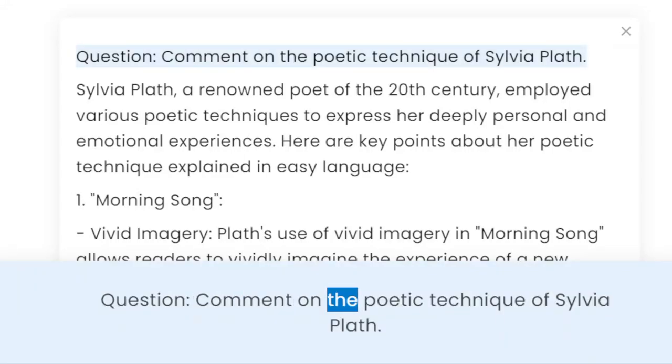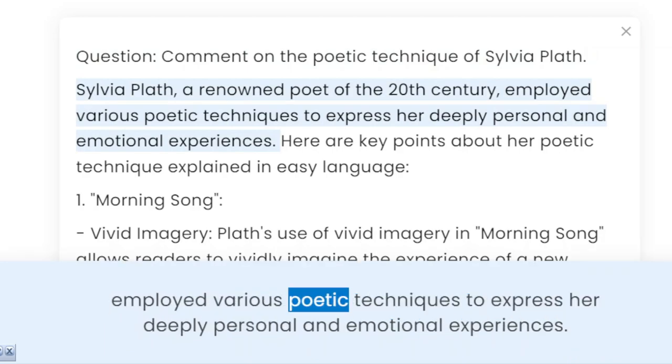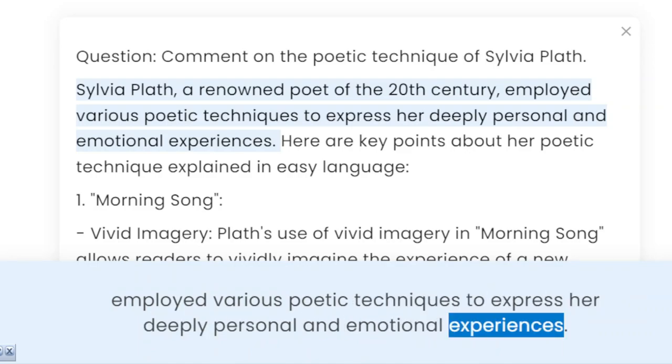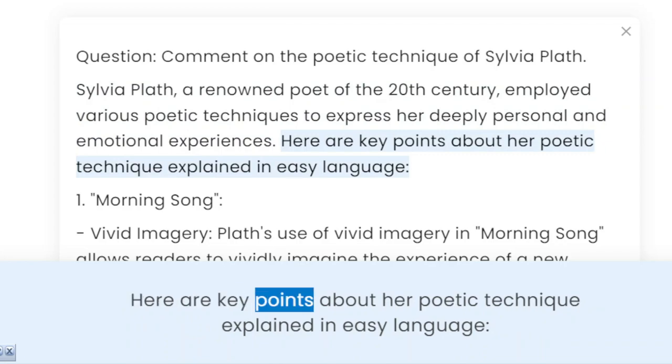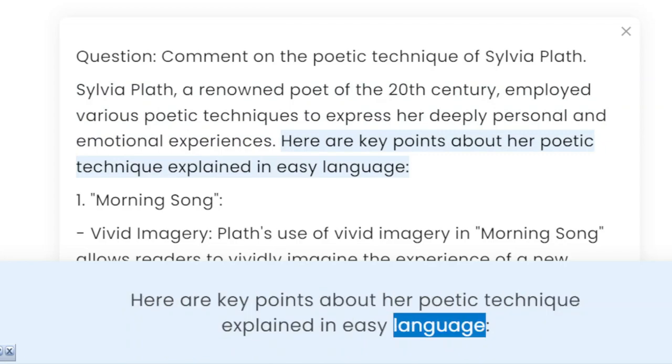Question: Comment on the poetic technique of Sylvia Plath. Sylvia Plath, a renowned poet of the 20th century, employed various poetic techniques to express her deeply personal and emotional experiences. Here are key points about her poetic technique explained in easy language.